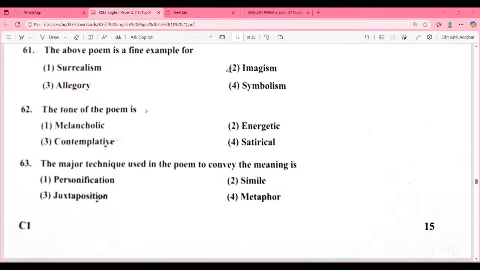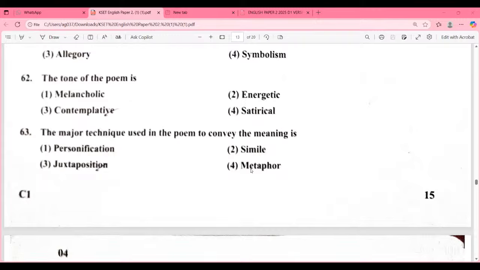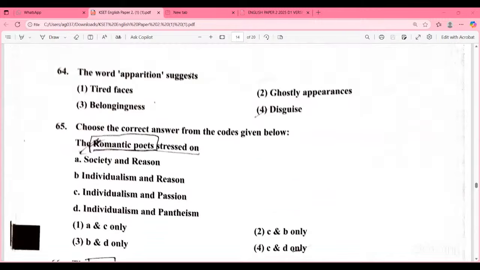Clear? The tone of this poem is contemplative. The major technique used in the poem to convey the meaning is metaphor. Metaphor is the right answer. All right. The word apparition suggests ghostly appearances. Here we will go for ghostly appearances.